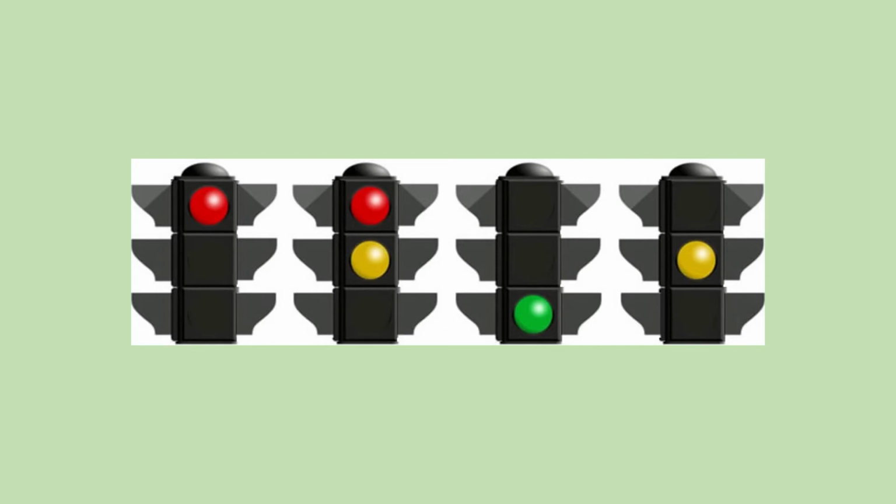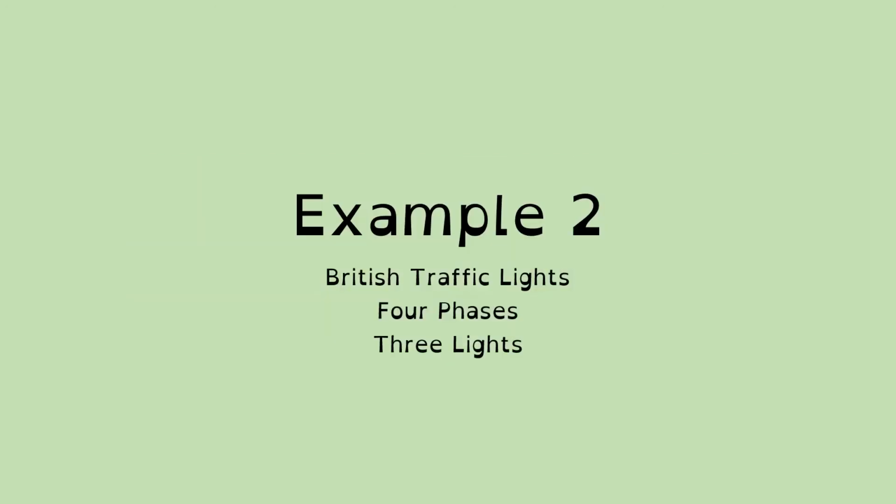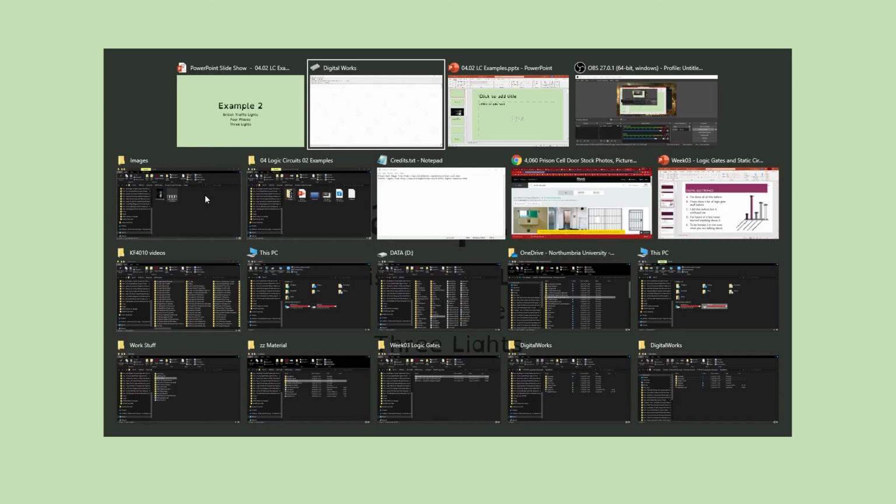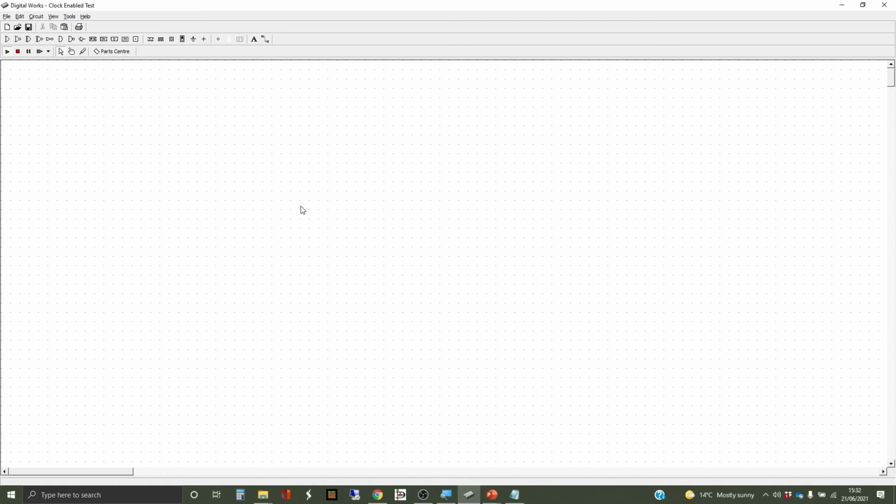Right. So we're going to produce a circuit which will do this for us. And we've got 4 phases, and we're going to do this using 3 lights, obviously. 4 phases, 3 lights. Let's go back to our Digital Works circuit. Here we go. So we've got nothing on here at the moment. And the way that I'm going to do this in this video is that I'm going to use separate inputs for the 4 phases, and I'm going to basically imagine that you're only going to have one of these inputs live at any one point in time.